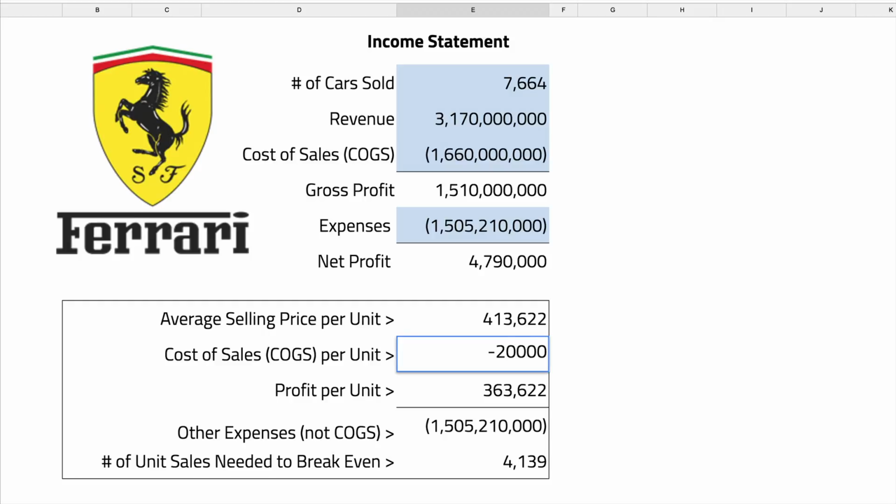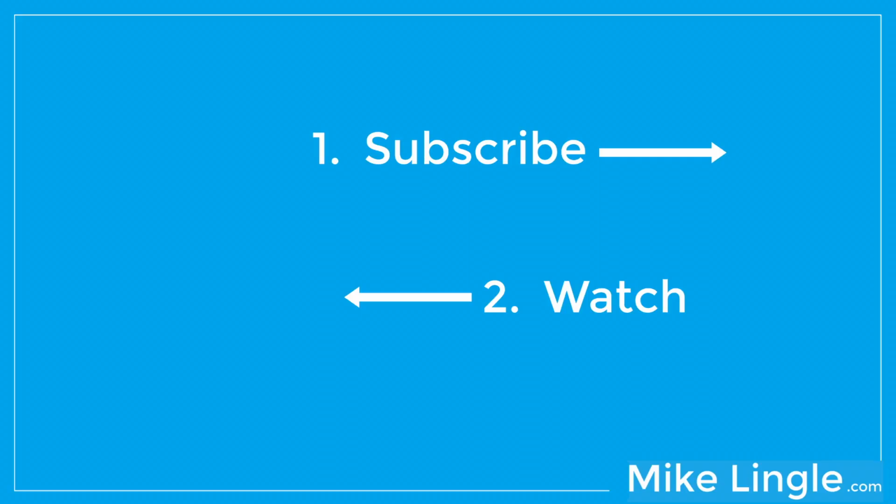So you can see your average selling price per unit and your cost of sales dramatically affects your break even, and that dramatically affects your plan of how your company is going to succeed.